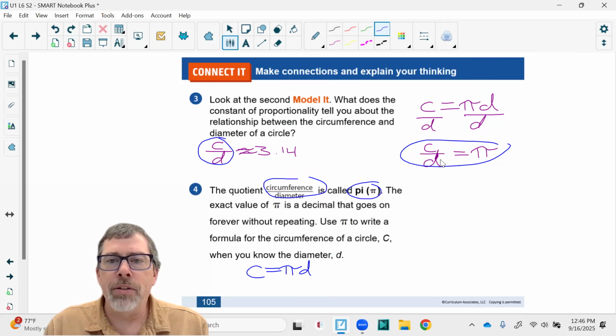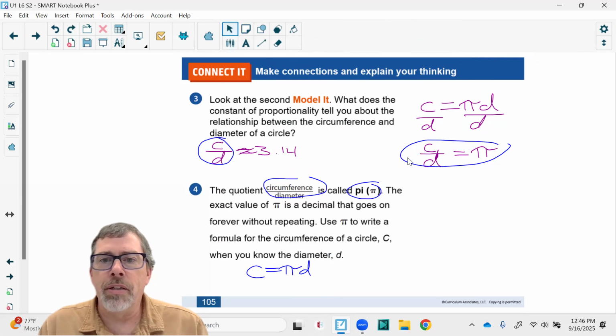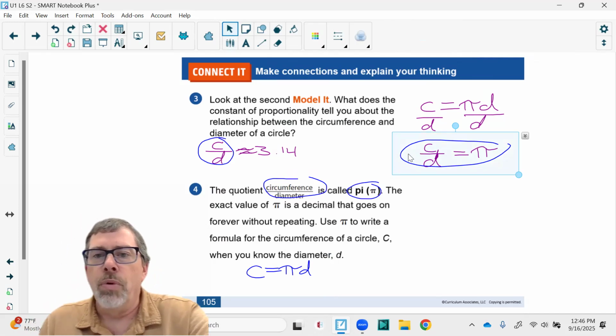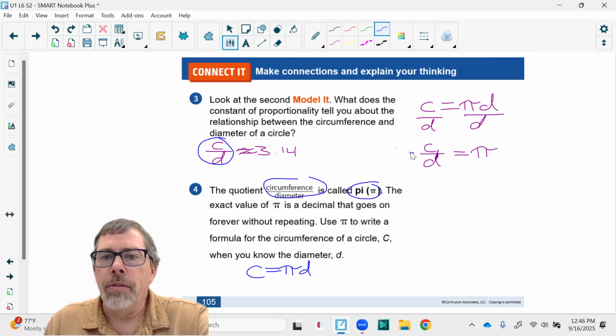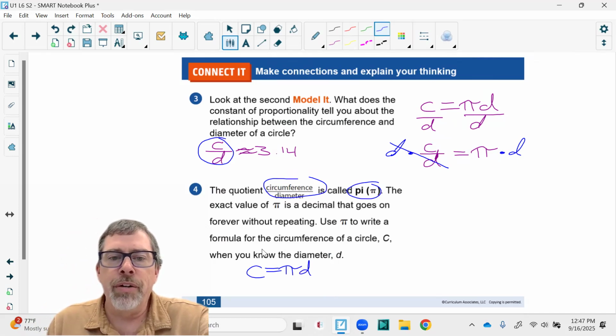Okay, I'm going back to just what I'm doing here. Let me just erase this line here. What I'm doing here is I'm multiplying both sides by D. What you do to one side, you must do to the other to keep the equation equal. And the D's cancel here, and we get circumference equals pi times D, which is what I have here. Okay, so there is the formula for circumference, pi D.